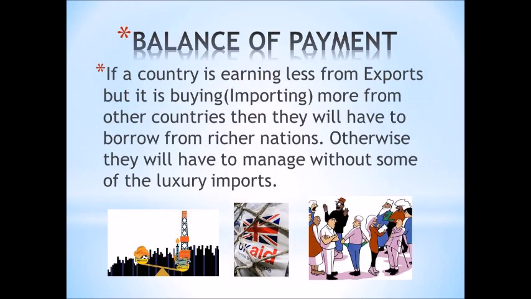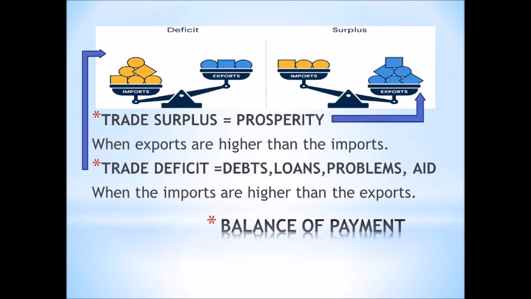Balance of payment. If a country earns less from exports, but it is buying or importing more from other countries, then they will have to borrow from richer nations. Otherwise, they will have to manage without some of the luxury imports. If the exports are higher than the imports, then the figure that shows the difference is called trade surplus. And if the imports are higher than exports, the figure that shows the difference is called trade deficit.